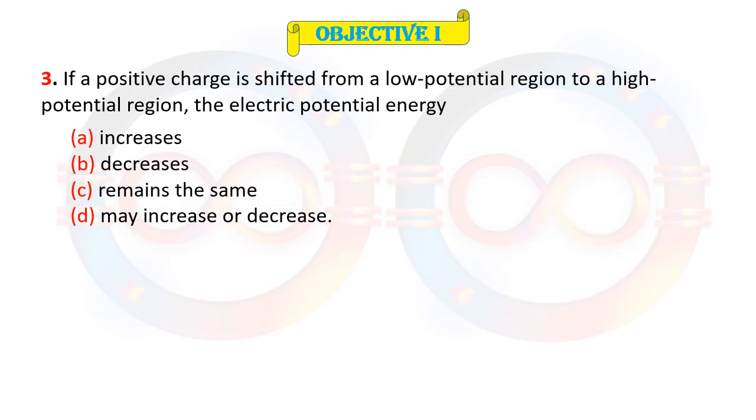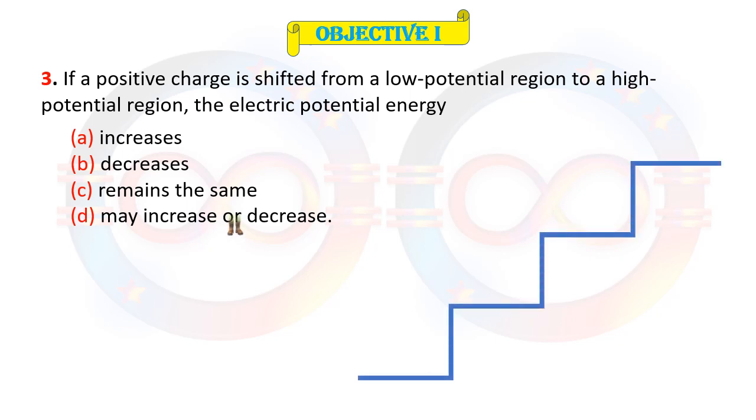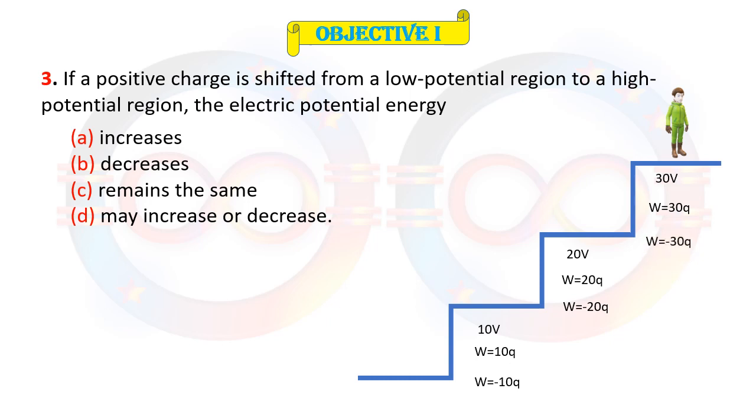Question number 3. If a positive charge is shifted from low potential to high potential, suppose you are promoted from a low post to a high post, what will happen? Your lifestyle, your friend circle, everything will be uplifted. Similarly, when a charged particle is moved from low potential to high potential, 10 volt, 20 volt, 30 volt, if the charge is Q, the amount of work done will accordingly be 10Q, 20Q, 30Q. If it is positive, then the potential energy is going to increase. At the same time, if the charge is negative, the potential energy is going to be more negative, and it means it is going to decrease. But in the question it is specified that the charge is positive, so the potential energy is going to increase.